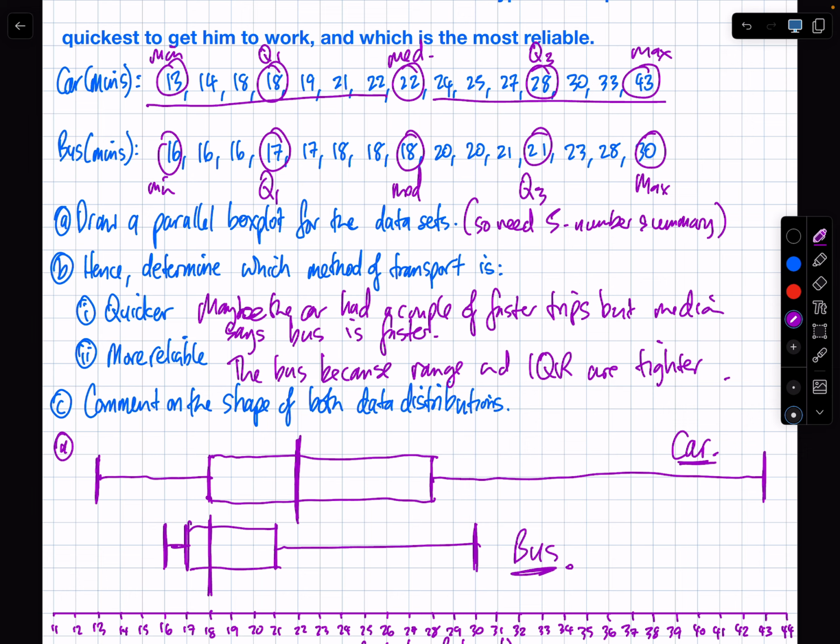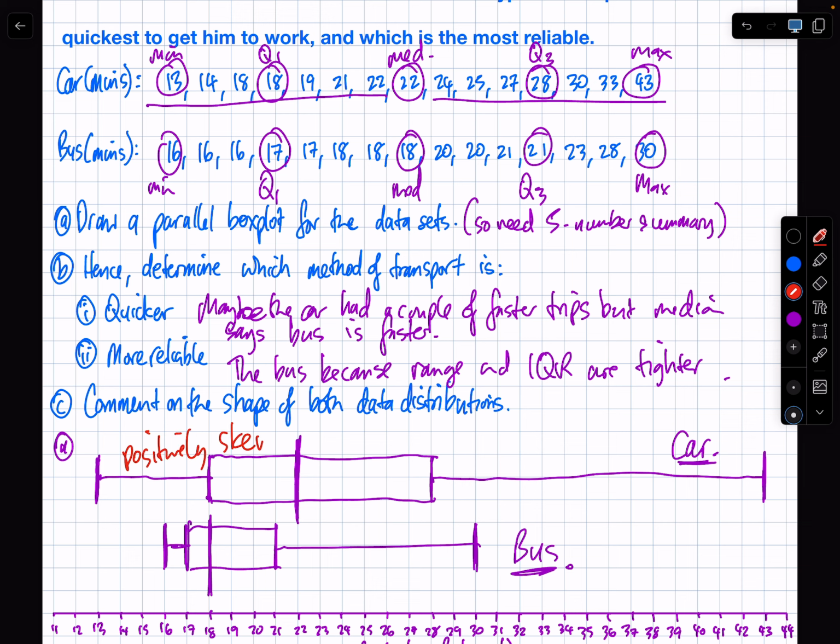Lastly, can we comment on the shape of the data distributions? Are these symmetrical? Are they exactly the same on either side of the median? No, the car is kind of close. Whereabouts is the car a little bit compressed? On the left. So what skew did we call that? Good. So you're remembering from yesterday, exactly. So I would argue that this one is positively skewed.